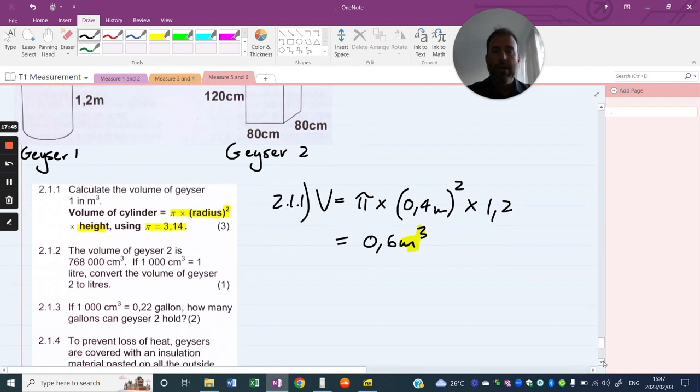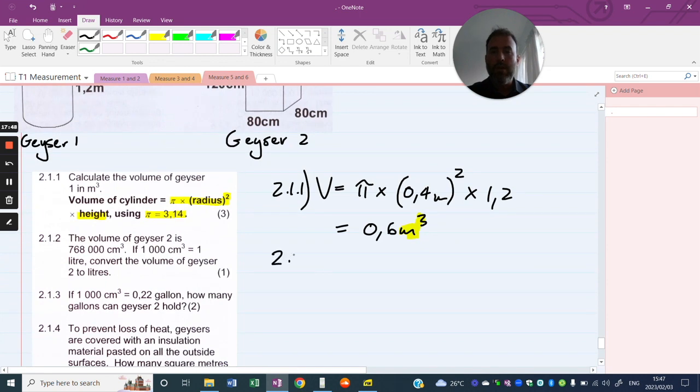All right, now let's move on to 2.1.2. What are they asking us here? They say the volume of geyser 2 is 768,000 centimeters cubed. So they've done the calculation for us. They say if 1,000 of those centimeters cubed is 1 liter, convert that volume into liters. All right, so they're giving us a volume, it's in centimeters cubed, but they want us to convert it into liters, and they're telling us every 1,000 centimeters cubed of that volume is 1 liter. So tell us what the volume is in liters.